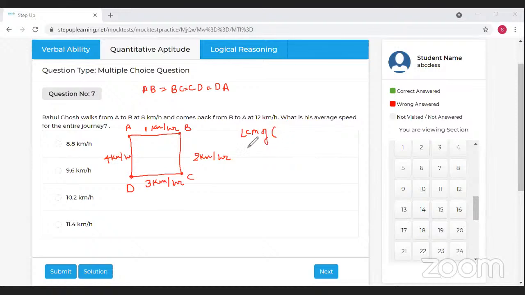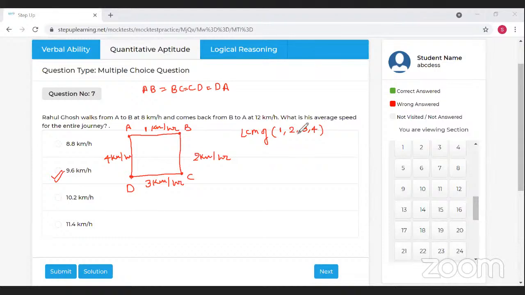Roshni, I don't know the answer of this. Yes, the answer for this one was 9.6. LCM of speeds, very good. So we will take the LCM of 1, 2, 3, and 4. What is the LCM of 1, 2, 3, and 4? Yes, KD, 12. What is the largest number amongst them?